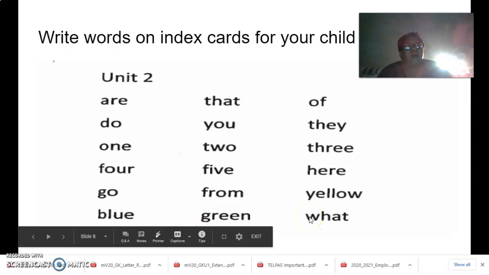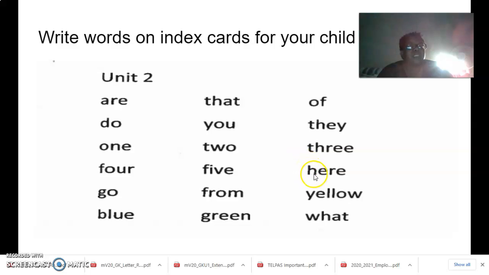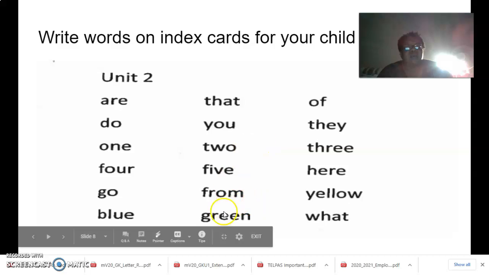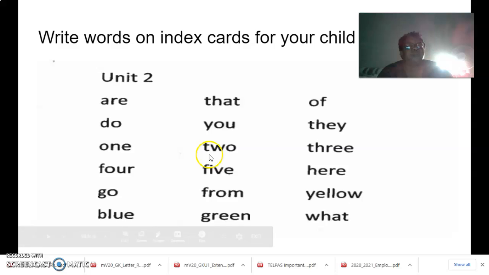And so I was just thinking that a lot of times you'll see words where the first letter may be capital and it's still the same word. So if this H is a capital H, they have to be able to recognize that this word is here. If it's a capital T, this word is they, and it's still the same. That's why it's important for them to know their capital letters as well, so that when they see these words and that word has a capital letter, they know it's still the same word even though it's not the lowercase letter.